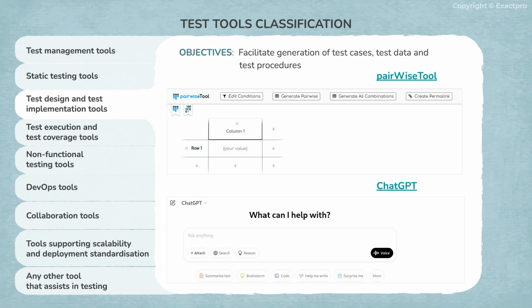Examples: Pairwise tool, used to generate the pairwise test design. ChatGPT can help in generation of test scenarios and test cases.